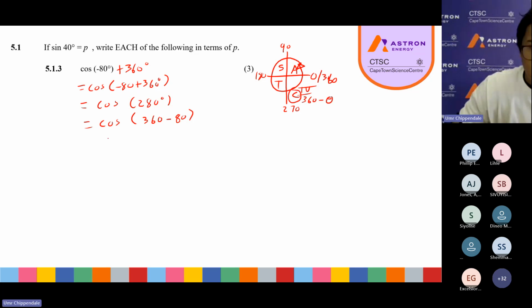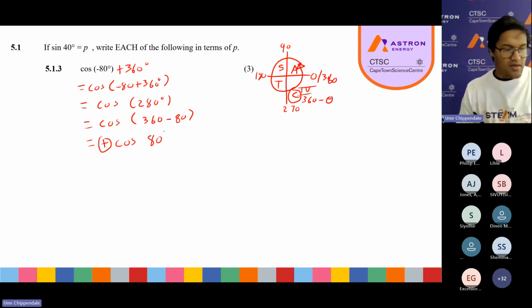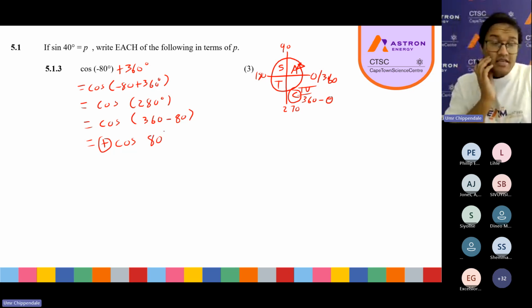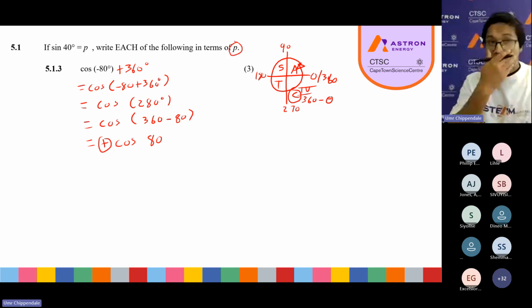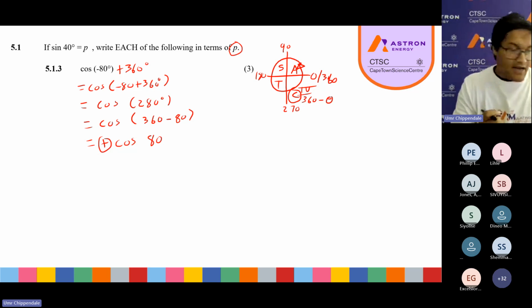It is found in here. So therefore, it's positive cos 80. Right? And there we go. So this is not yet in terms of P, because that's what we want. We want all of our values now to be in terms of P, right?